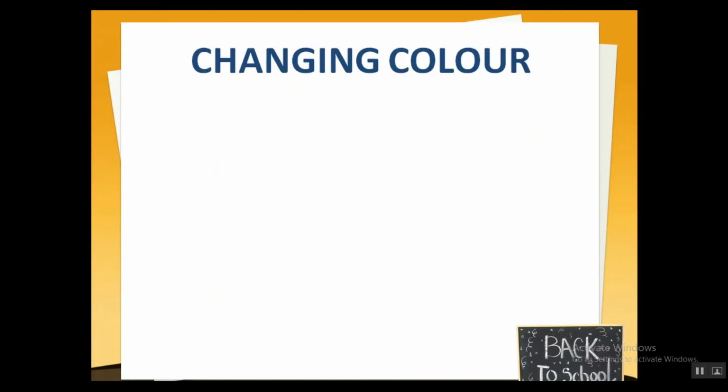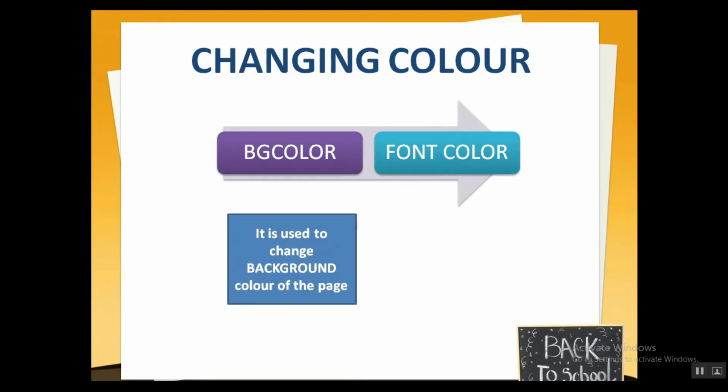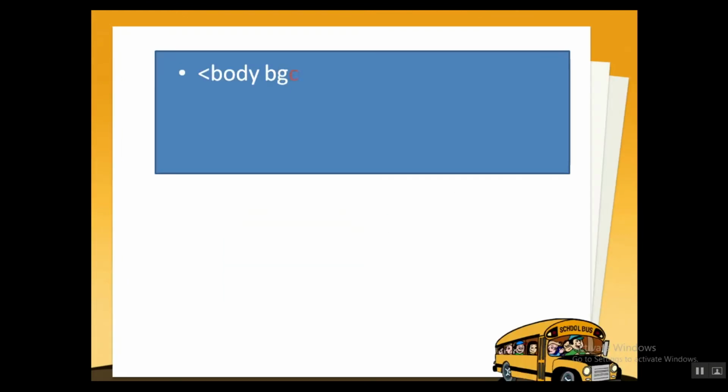The next topic is changing color, because without the color the web page will look very dull and boring. We can change the background color and font color. BG color stands for the background color and this tag is used to change the background color of the page, and font color is used to change the color of the text. How we will use it?